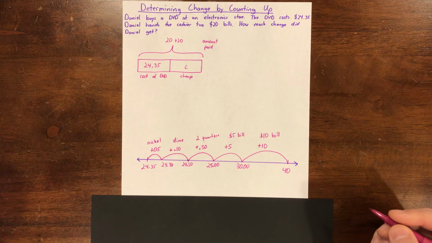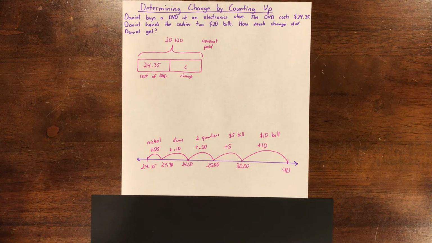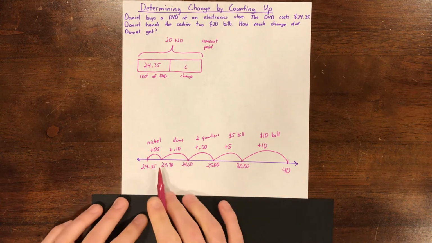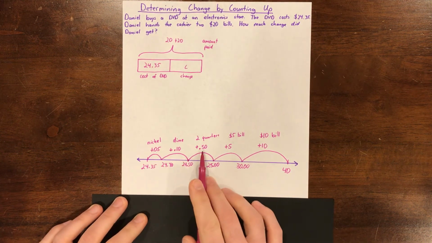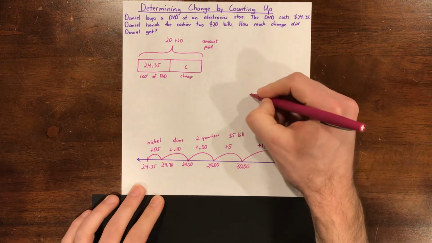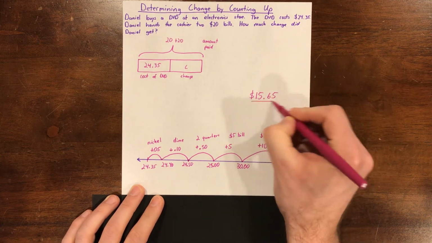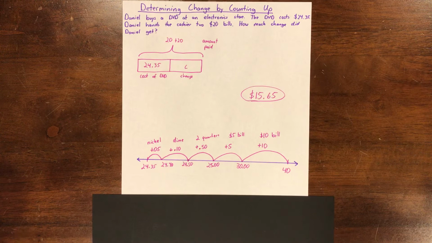Okay, cool. So, how much change does Daniel get? Say it out loud. Yeah, $15.65. 5 cents and 10 cents and 50 cents make 65 cents. 5 and 10 makes $15. So $15.65. That's the amount of change he's going to get.